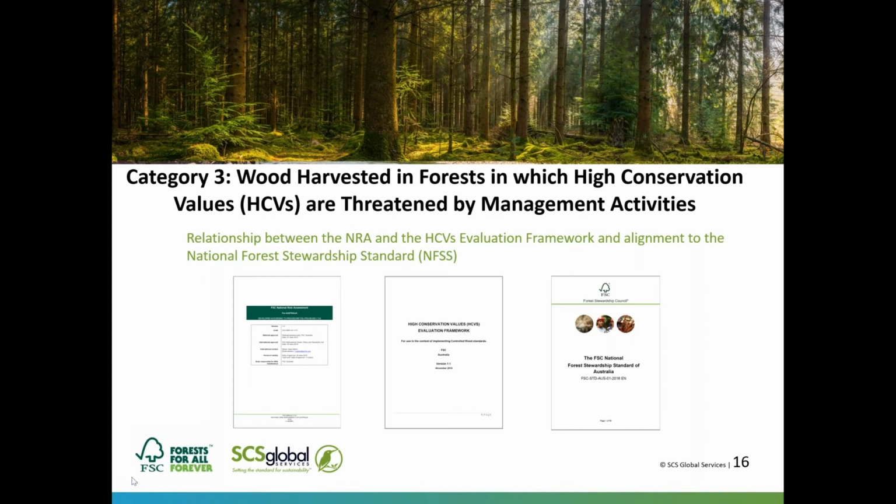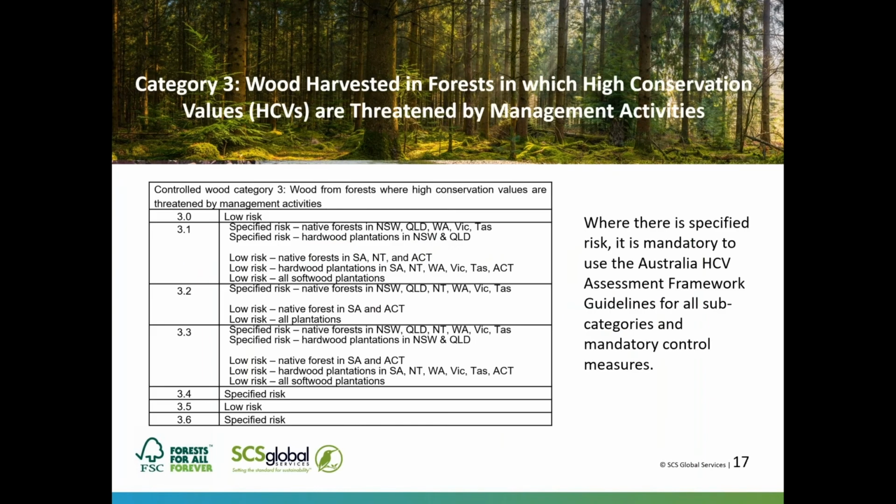Stefan? Yep, thanks. So we'll jump into Category 3, and just a little bit of a summary before we jump into the assessment framework. You can see the risk designations here, and there's quite a bit of specified risk in this category, which is probably not a surprise, as high conservation values have always been a big concern in Australia because of the variety of ecoregions across the state. But here's a broad overview of the risk designations. If you just want to jump to the next slide, Kiara.